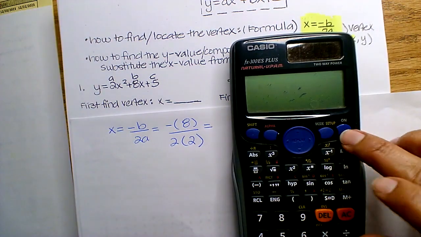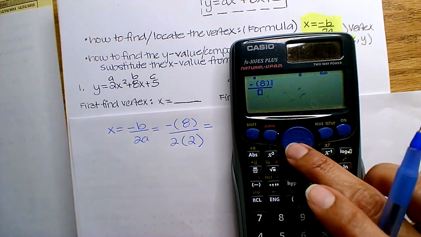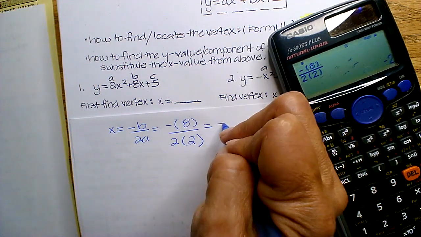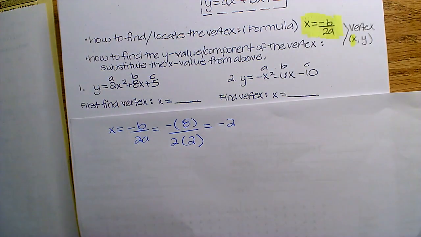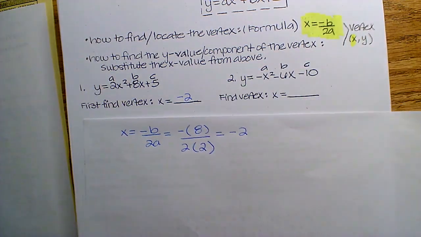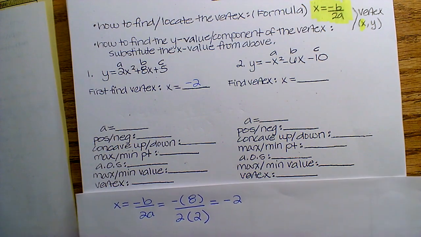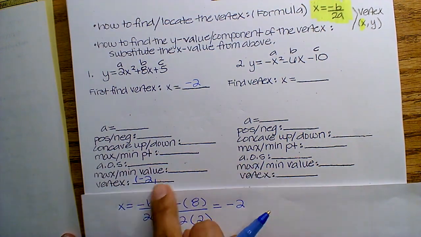And so you can throw it in the calculator. Minus 8, divided by 2, times 2. Hit equal, and you get a -2. And so that gives you the x value to your vertex. So now I know the x value to my vertex is -2.